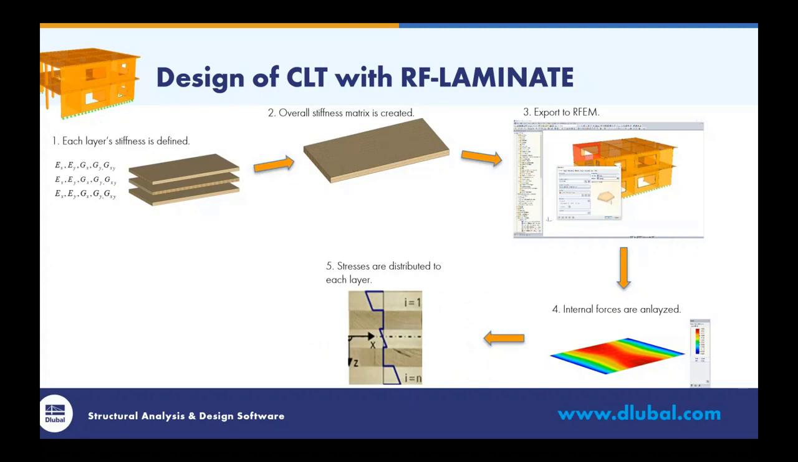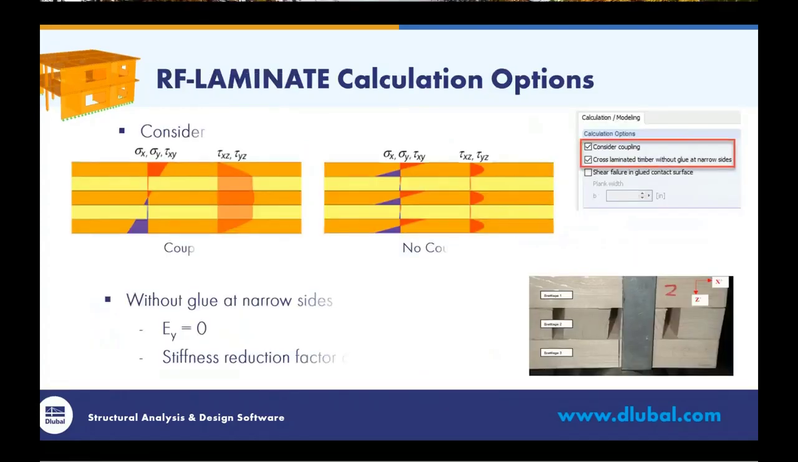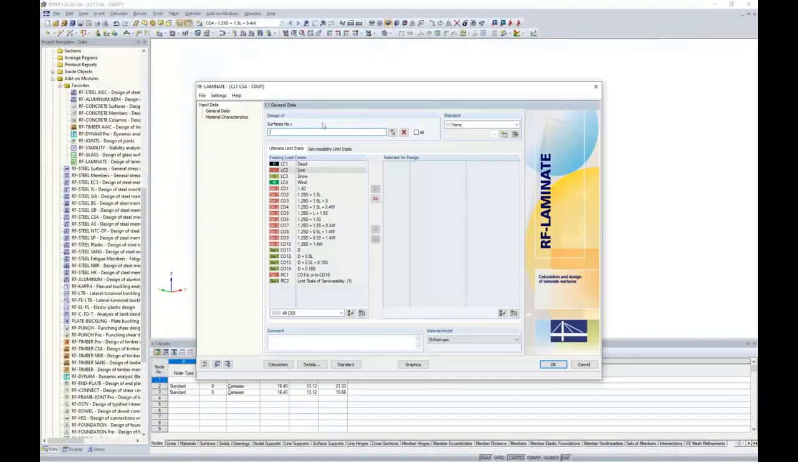Furthermore, when we take these stresses and distribute them to each layer, we're going to separate them into tension, compression, bending, shear, and even torsion components. We're going to check these stresses in comparison to the design strength set forth by both the material as well as the CSA standard, to eventually give us a stress design ratio. So that's what's going on behind the scenes, and that's why we want to take advantage of this add-on module for CLT.